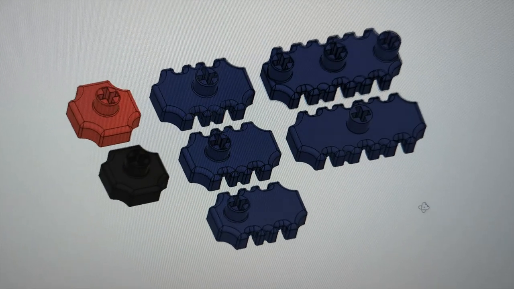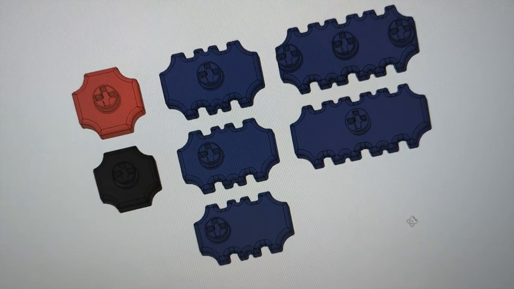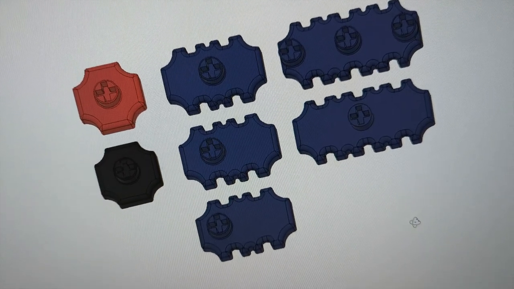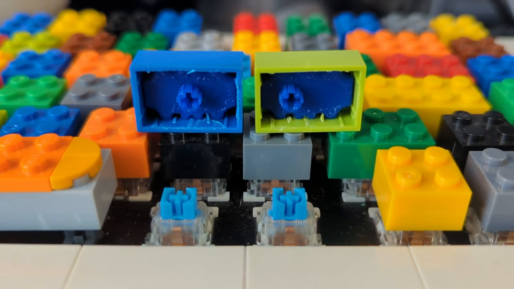All the other pieces are either 3 or 4 studs long. And this meant that I had to design a few variations of the adapter with the stem offset just a tiny bit each time so that they'd fit my keyboard properly.